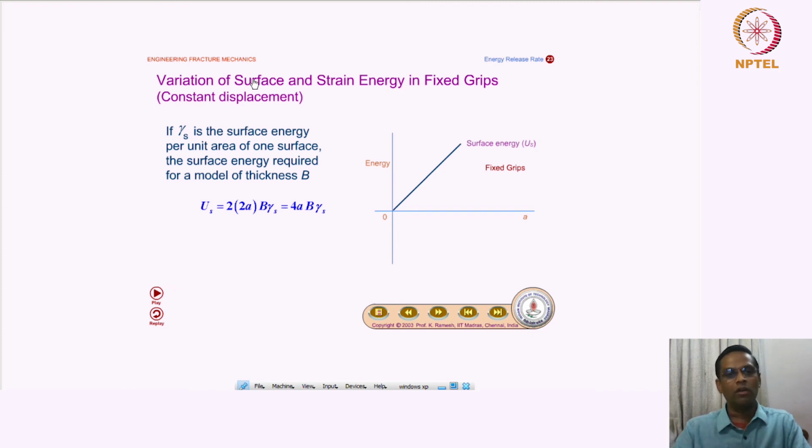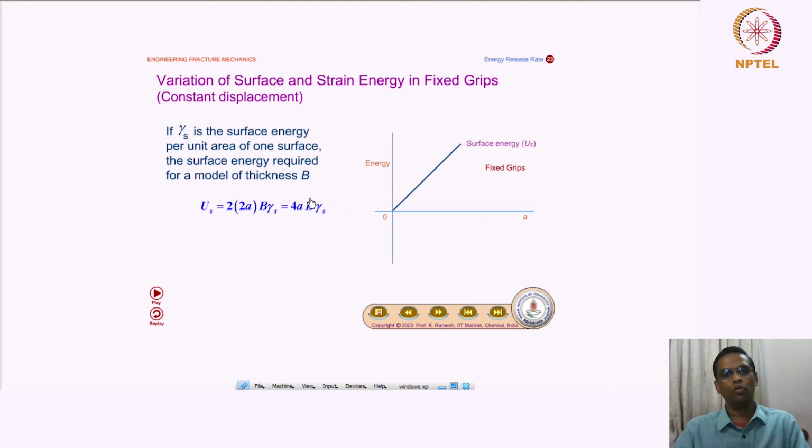Now we look at the variation of surface energy and strain energy in fixed grips, for a constant displacement. Because what we have looked at is one side, we are trying to take the other ideas into our discussion. So that's why we are starting this. If gamma_S is the surface energy per unit area of one surface, the surface energy required for a model of thickness B is U_S equal to 2 times 2a into B gamma_S, which is equal to 4a times B gamma_S. So we are bringing the surface energy in.